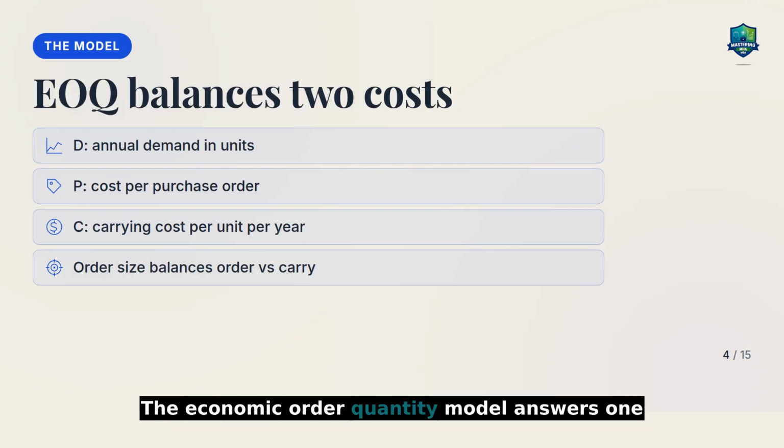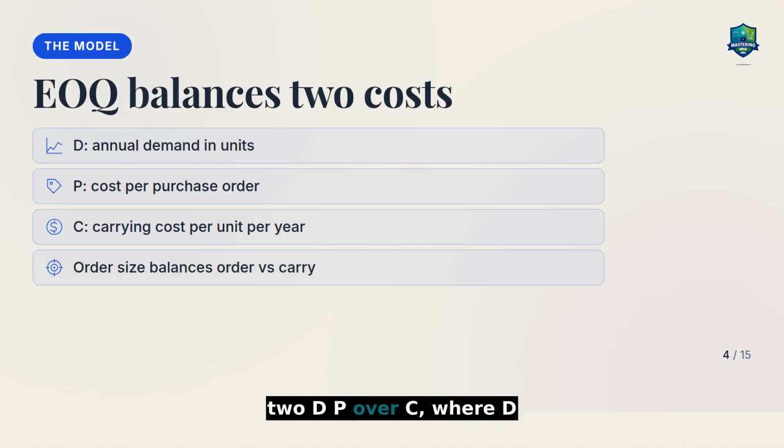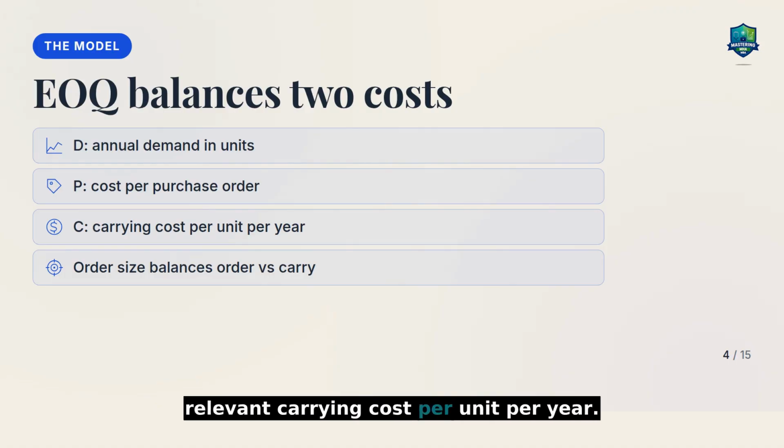The economic order quantity model answers one question: how many units per order? The formula is the square root of 2DP over C, where D is annual demand, P is the relevant cost per order, and C is the relevant carrying cost per unit per year. You do not need the calculus. You need the intuition. Total cost is minimized where annual ordering costs equal annual carrying costs. Order bigger and you order less often but carry more. Order smaller and you carry less but order constantly. EOQ is the balance point.